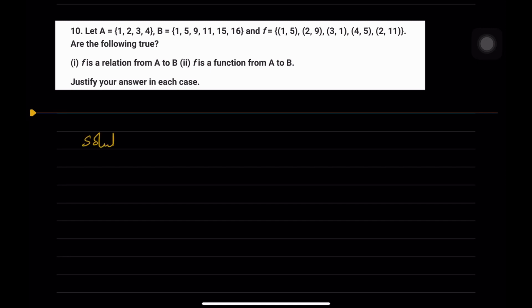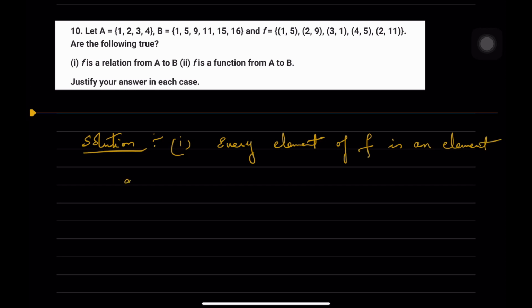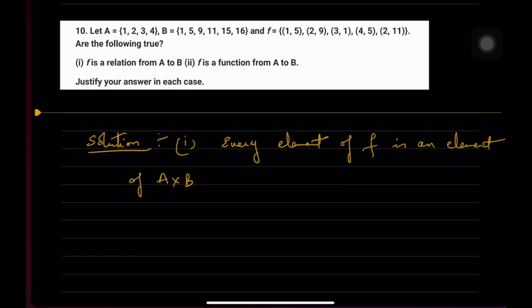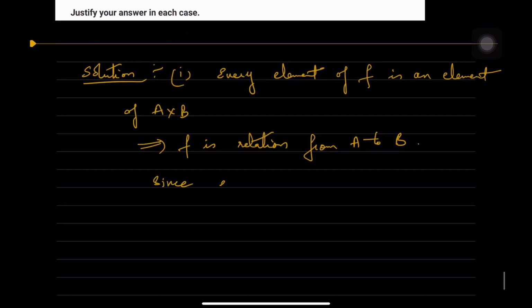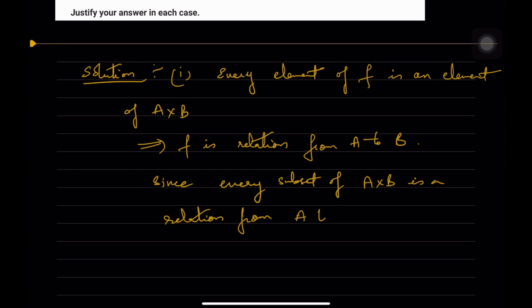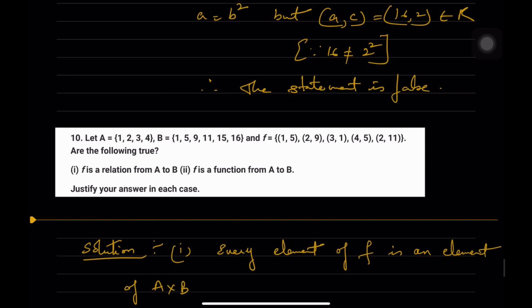So therefore in the solution part you can see that in the first one, every element of F is an element of A cross B. So this implies that F is a relation from A to B, since every subset of A cross B is a relation from A to B. We can very clearly see that whenever it is defined, we have to define the relation in such a way that the first, that is the domain, should be from the first set and the range should be from the second set, the first component or second component, whatever we name them.